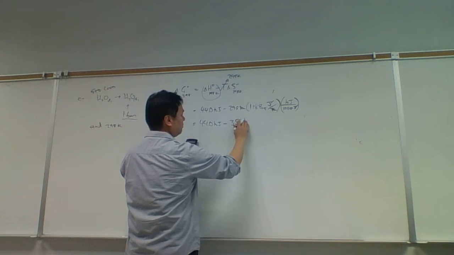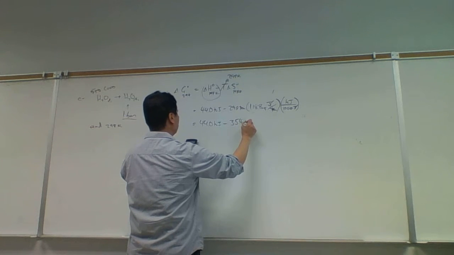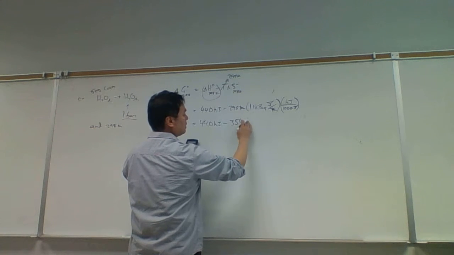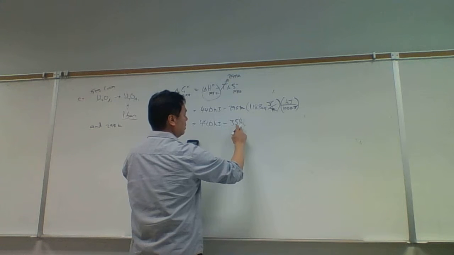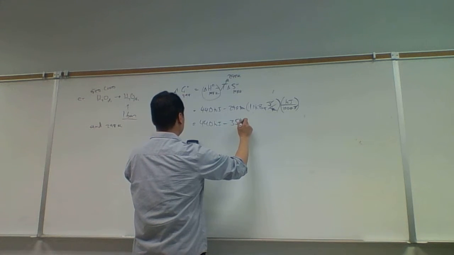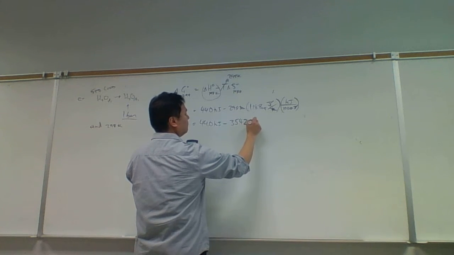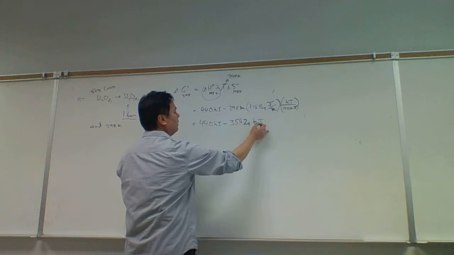Actually, I'm only allowed one decimal. Oh, actually, I'm allowed more because this is kilojoules. So 35.429 kilojoules.